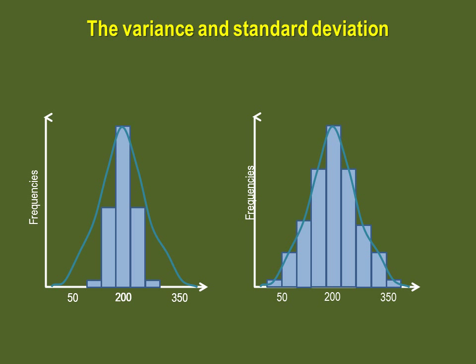Let's take a look at these two bell-shaped histograms. Notice how these graphs are both centered on 200, so it's safe to say that they have the same mean. Which one would have the greatest standard deviation? That would be the one on the right. Notice how this graph is much more spread out than the one on the left. See how the values go from lower than 50 to higher than 350, whereas on the left graph, the values are much more concentrated around the mean.